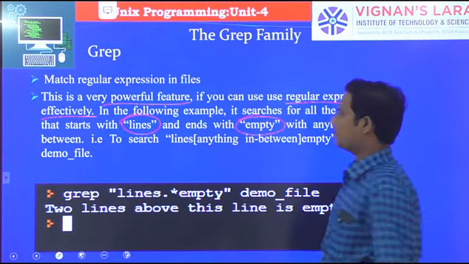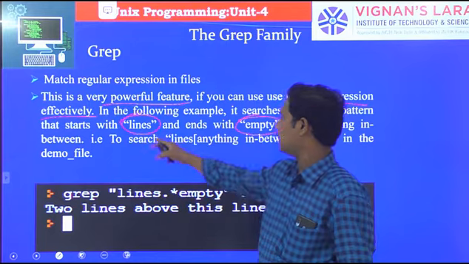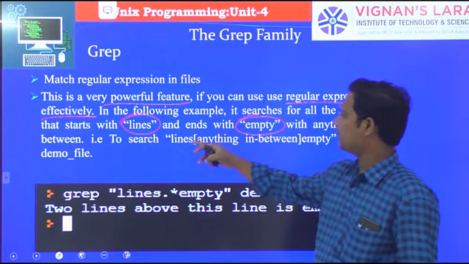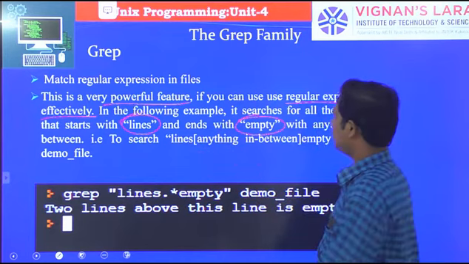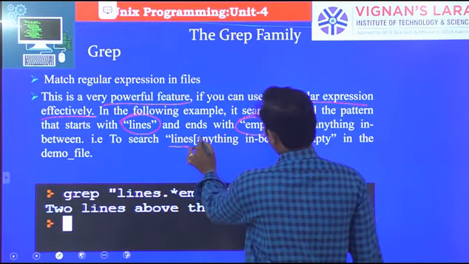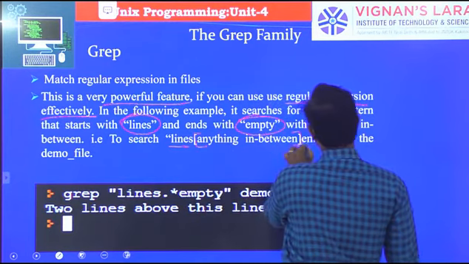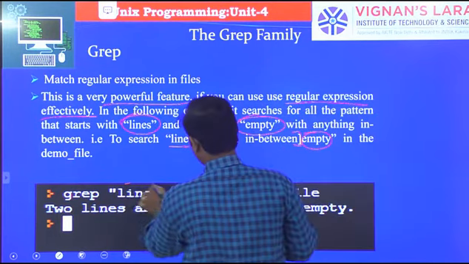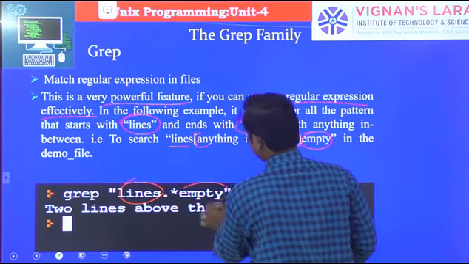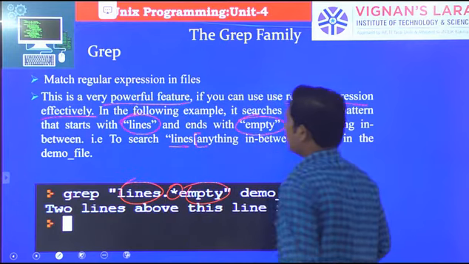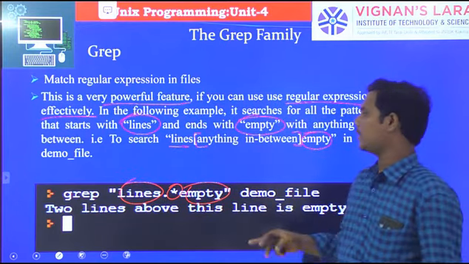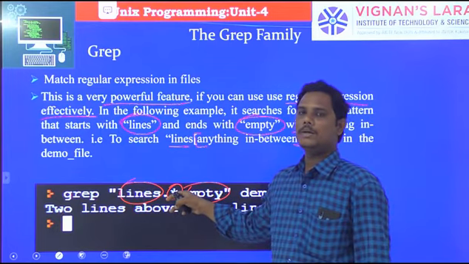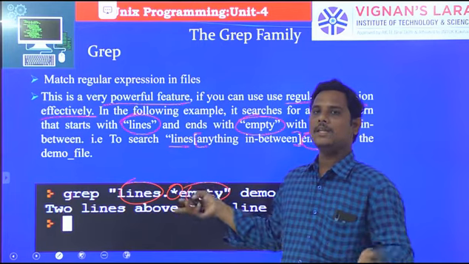Suppose your file starts with the line, ends with empty, and has anything in between. You can search using the lines after that. Starting lines is there, ending empty is there, and the middle star is there. Anything you want to write here, star means the asterisk symbol. This symbol is displayed for multiple files.